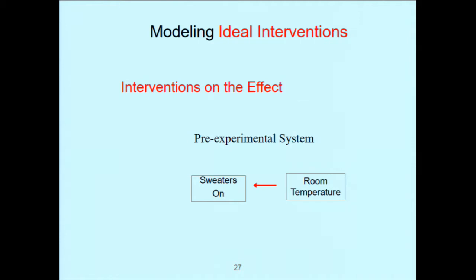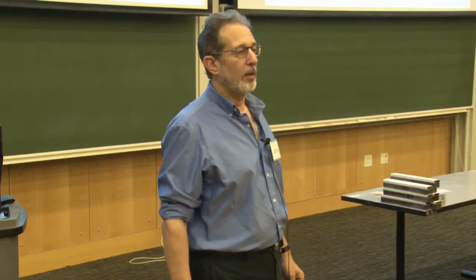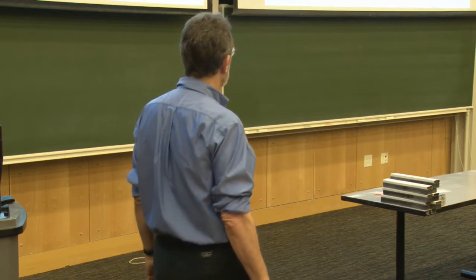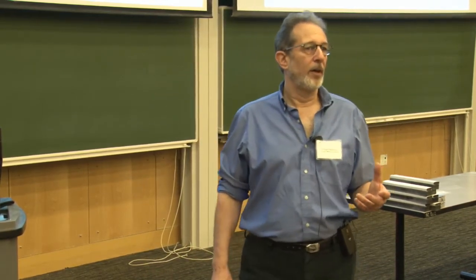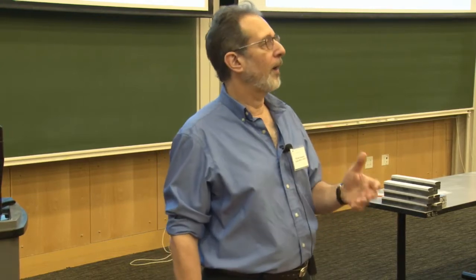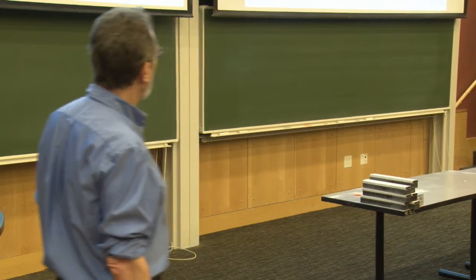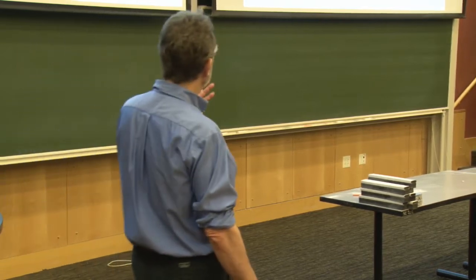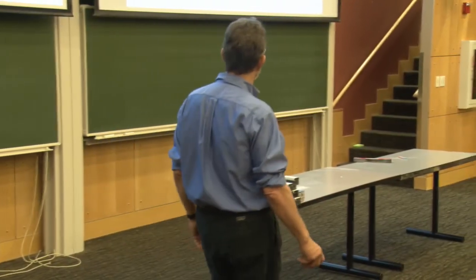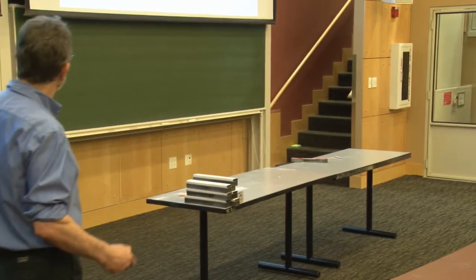If I have a system that says the room temperature is a cause of whether or not you're wearing a sweater, I think you would all agree that's an actual causal relationship. And I say, okay, well, how does that manifest itself in terms of a response to interventions that I might do? And how does that actually get modeled? Well, in the pre-experimental system, we say room temperature is a cause of whether you're wearing sweaters.